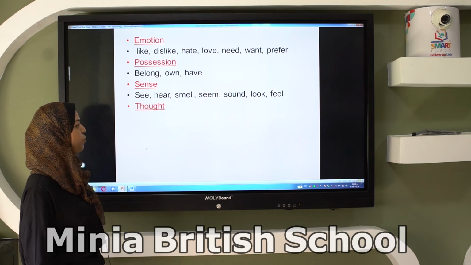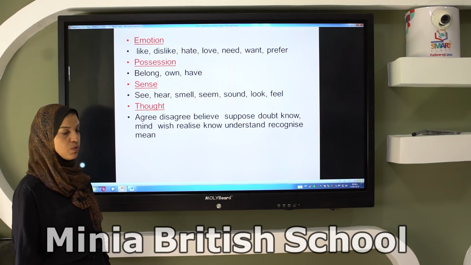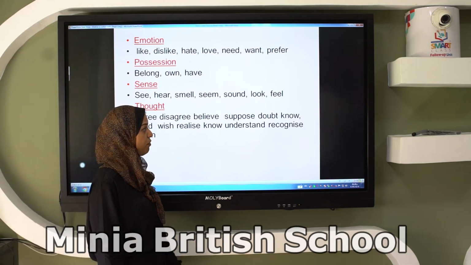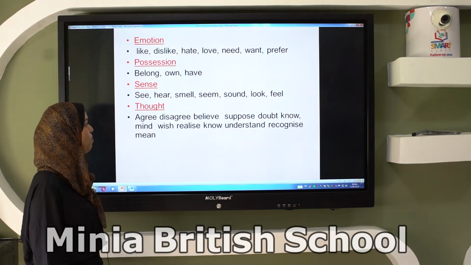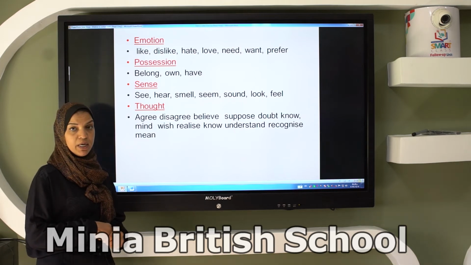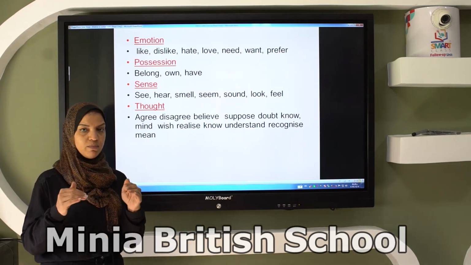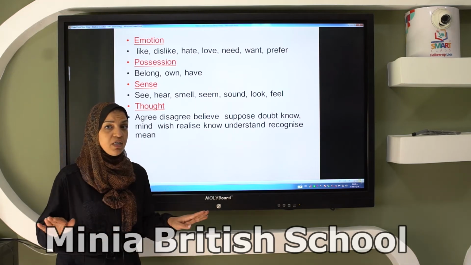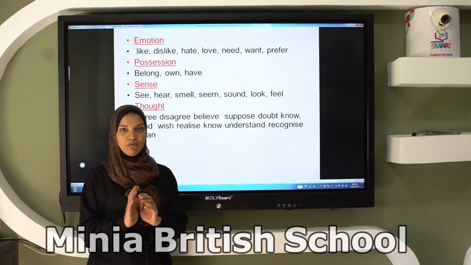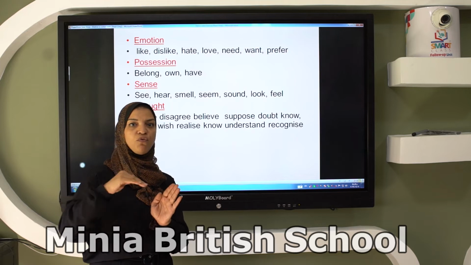Moving to thought, the verbs of thought: agree or disagree with someone, believe in something, suppose a thing, doubt, know, mind, wish, realize, know and understand, and recognize, mean. Now, in this case, according to what I'm saying to you, we can never say, "I am understanding the lesson now." No. You say, "I understand the lesson, teacher. Let's move to the exercise."